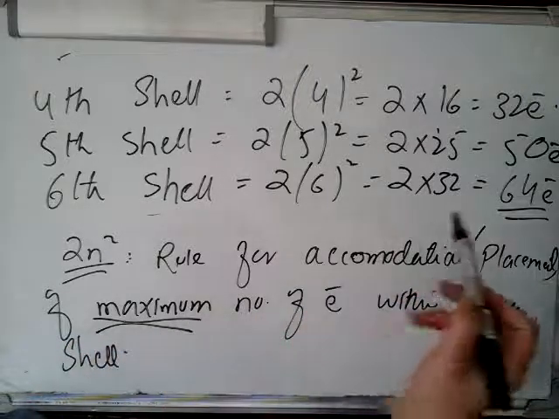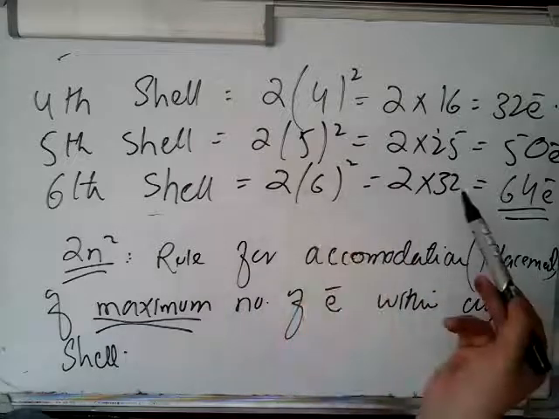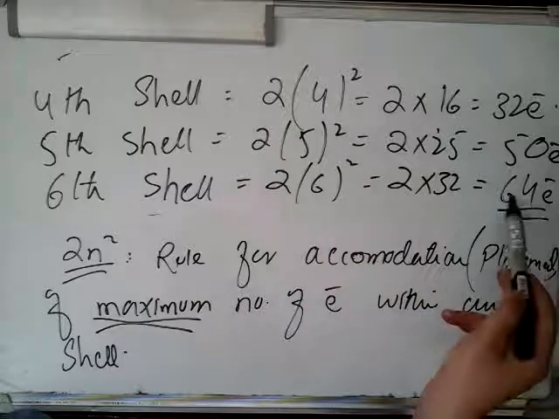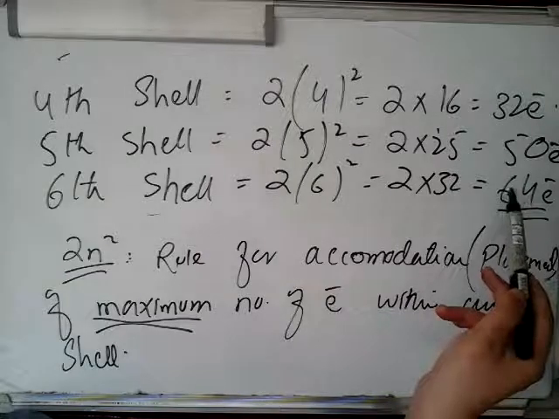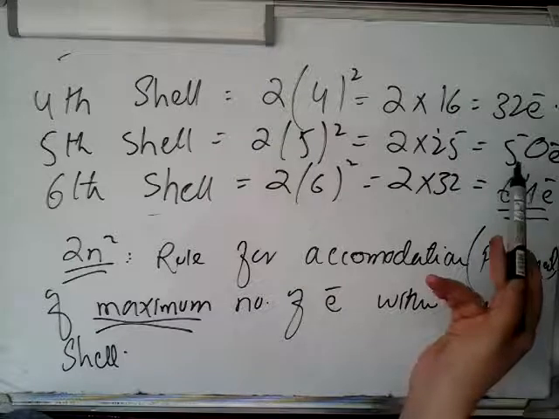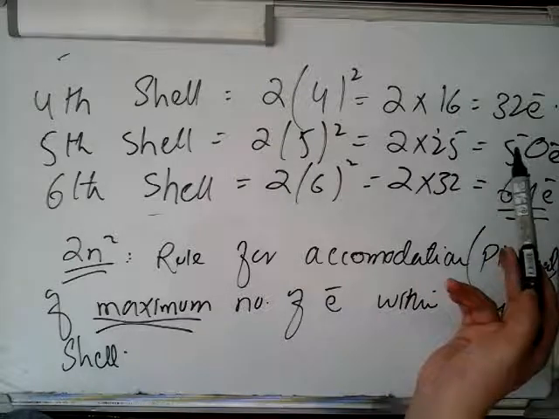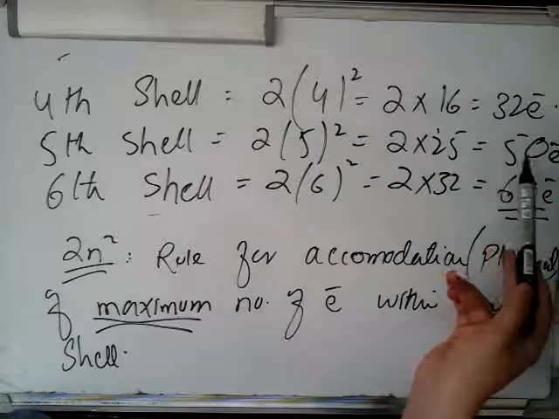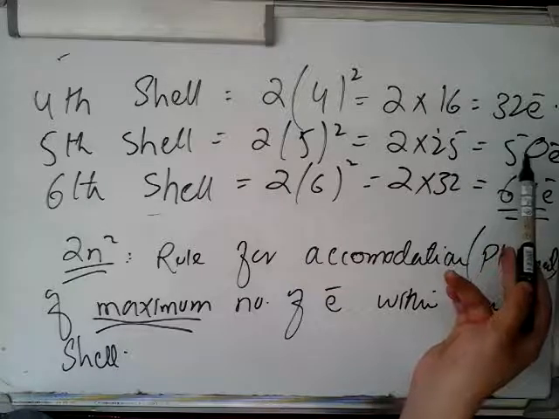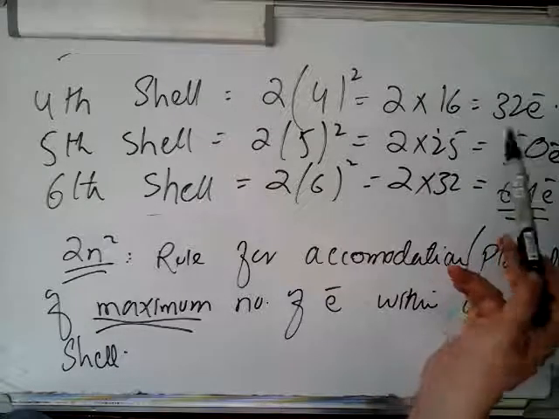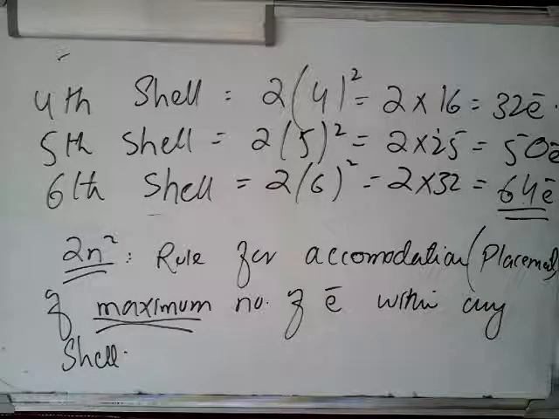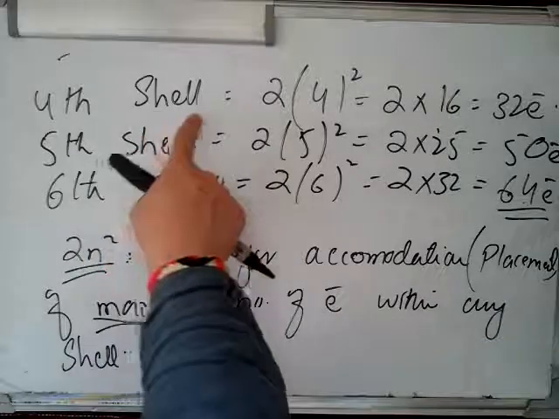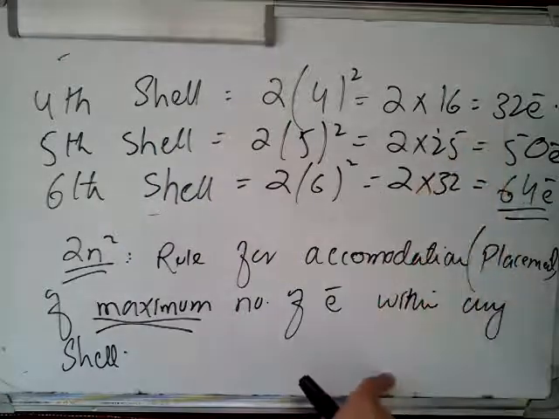It means that, for example, in the sixth shell there can be fewer electrons, but more than the maximum is not possible. Is that clear? The fifth shell can accommodate 50 electrons, not more than that, though fewer is possible. Similarly, the fourth shell can tolerate 32 electrons; fewer than 32 is possible, but higher than 32 is not possible.